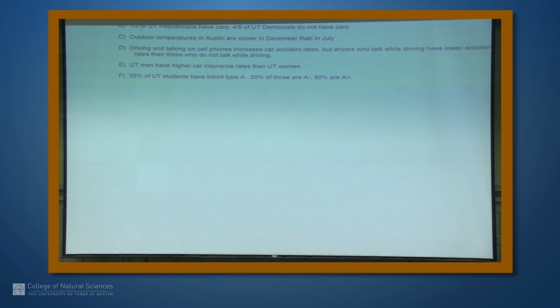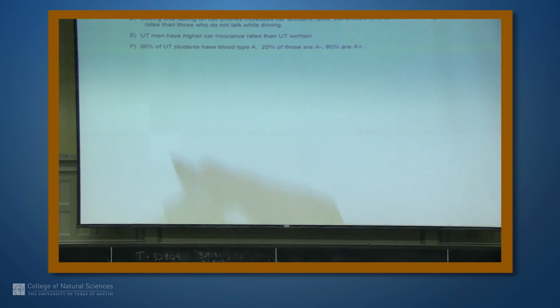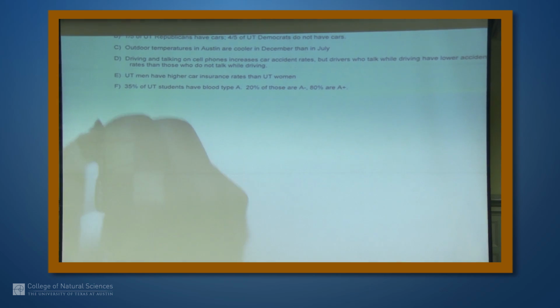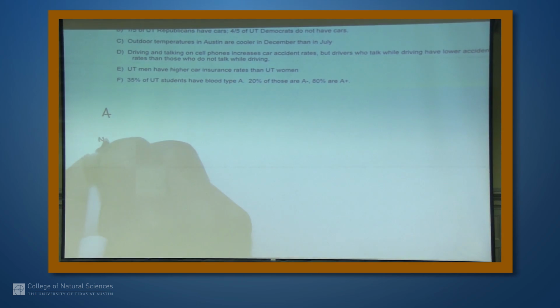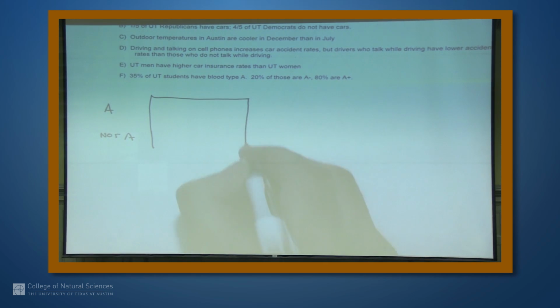There's actually two things we've measured. We've measured blood type A. I better do it up here. We have A and not A. And the other one is what? Plus and minus.